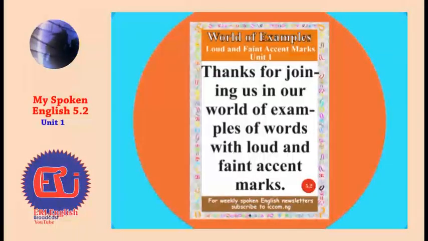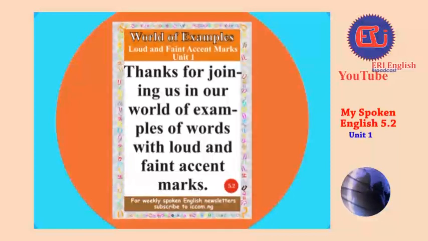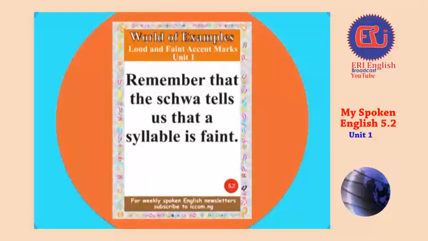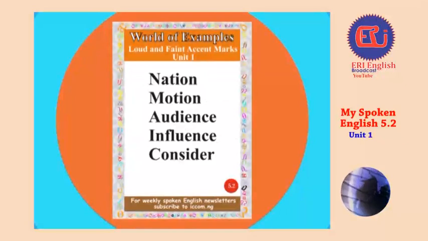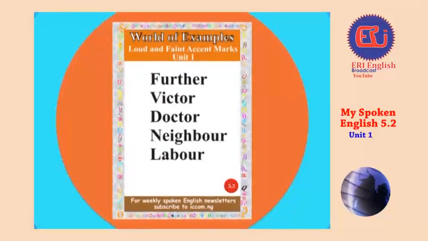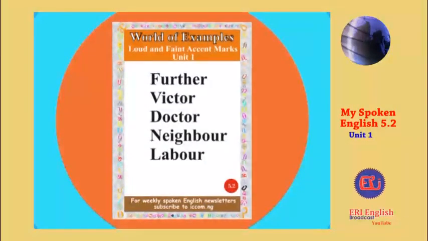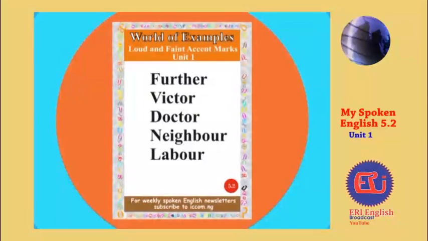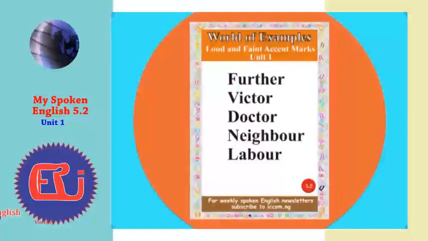Thanks for joining us in a world of examples of words with loud and faint accent marks. Remember that the schwa tells us that a syllable is faint. Here are some word examples: nation, motion, audience, influence, consider, further, victor, doctor, neighbor, labor.